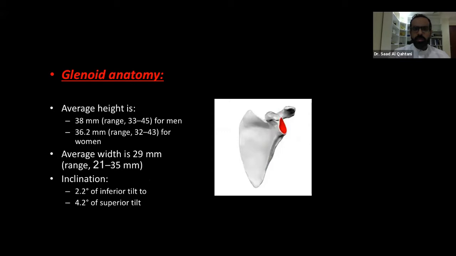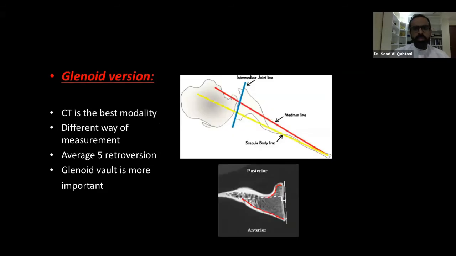The average height is about 38 for men and 36 for women, and the average width is 29. Inclination ranges from 2 degrees inferior tilt to about 4 degrees superior tilt. For glenoid version, CT is the best modality. There's a different way, and it's about 5 degrees of retroversion. And nowadays we talk about vault retroversion more than the actual glenoid or the scapula.